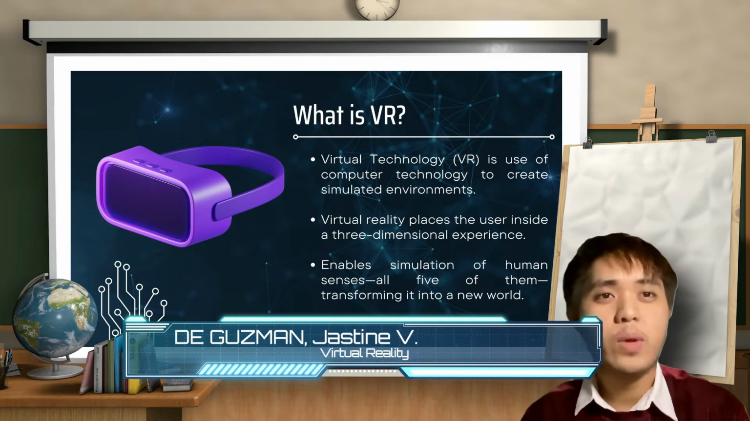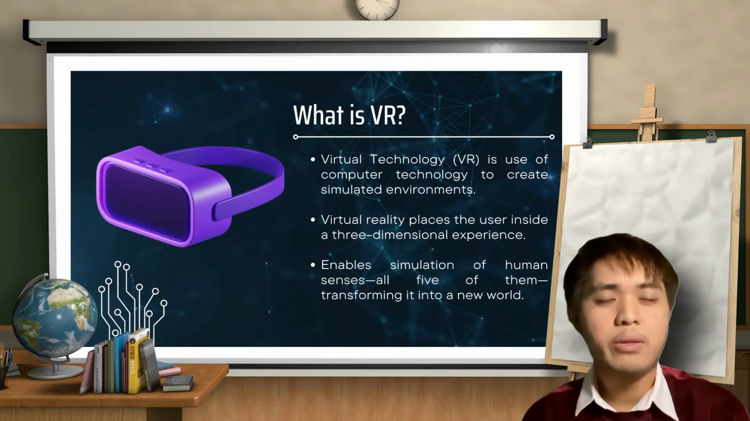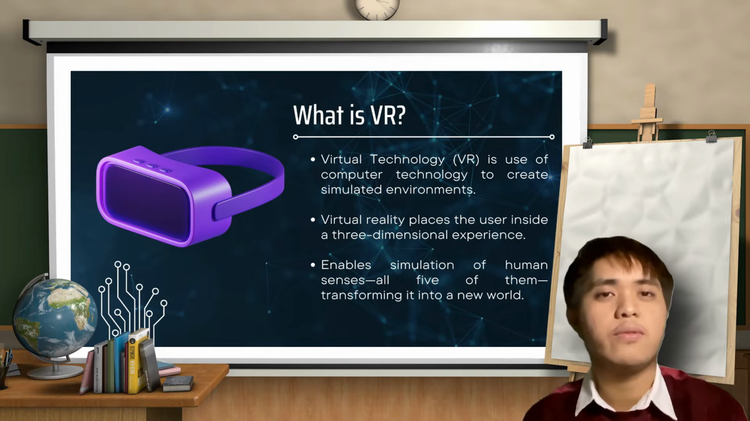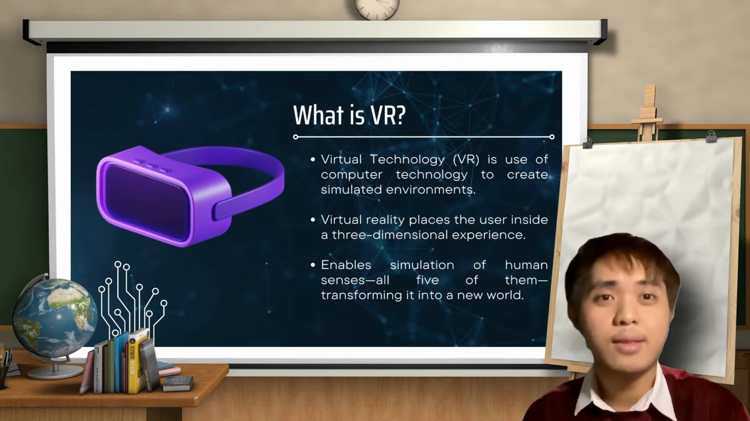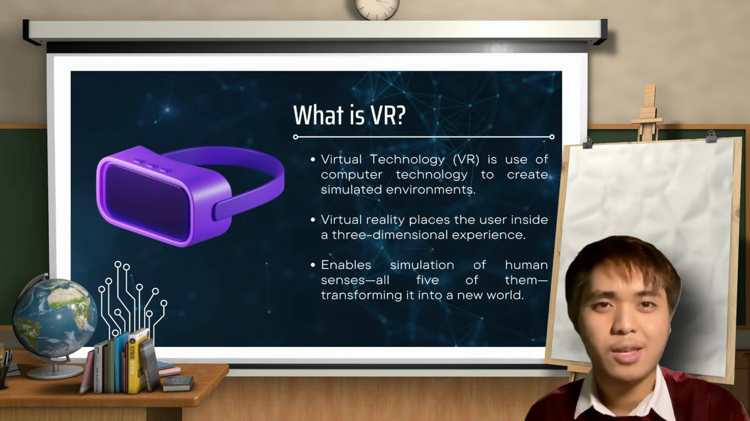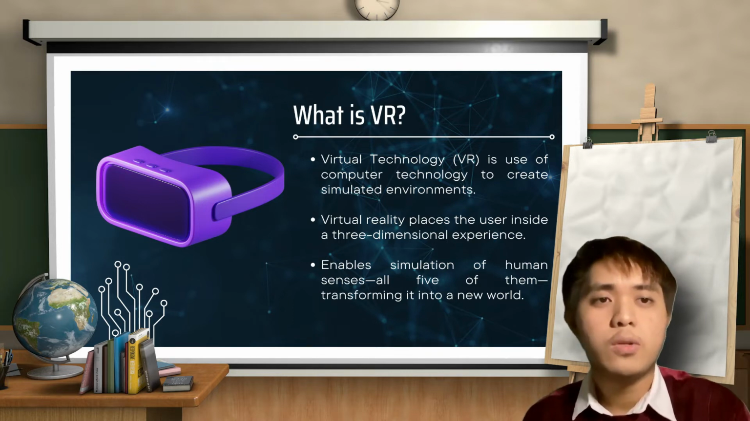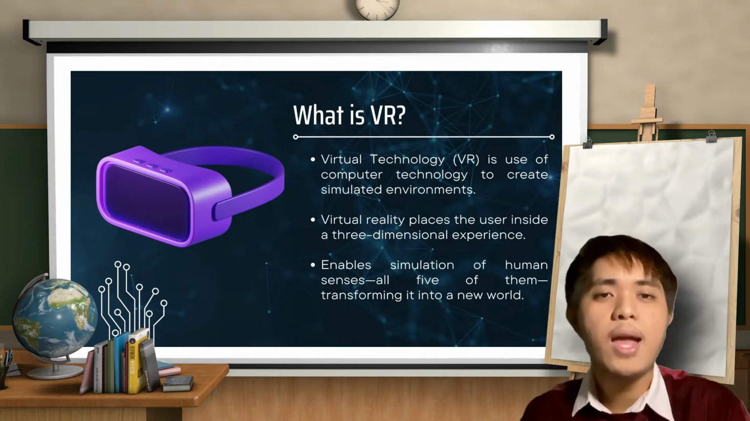This device that we have is called a virtual reality box, or VR box. But first of all, what is virtual reality? Virtual reality is actually one of the uses of computer technology to create simulated environments, wherein virtual reality places the user inside a three-dimensional experience instead of just viewing a screen in front of them, wherein users are immersed in an interactive 3D world.